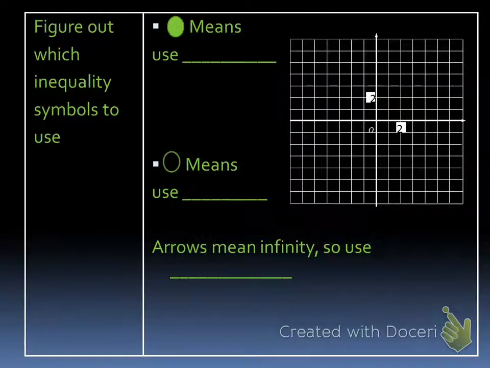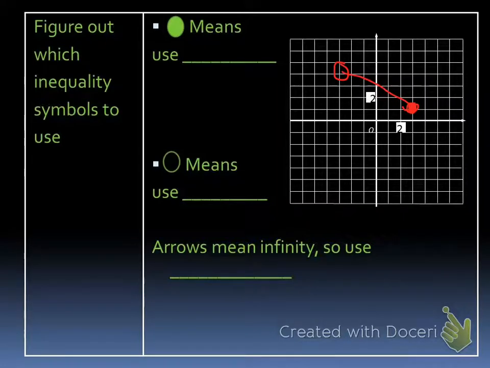Now, when I put it back together, I need to figure out some inequality symbols. Okay, so the first one was up here. The other one was right here. And there was a line like that.